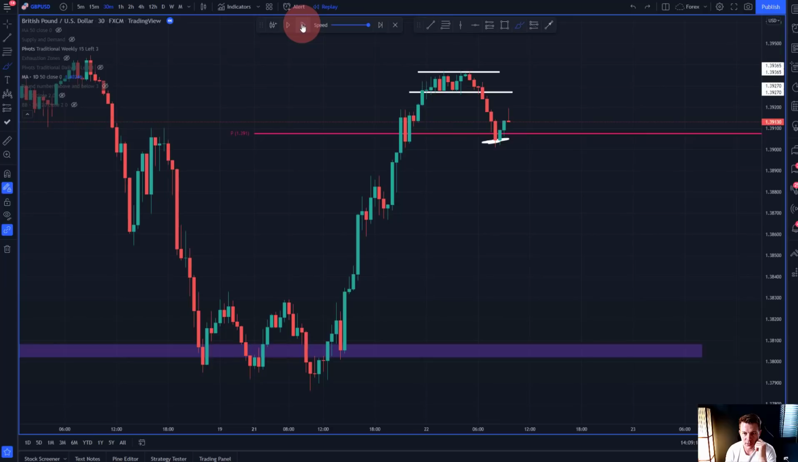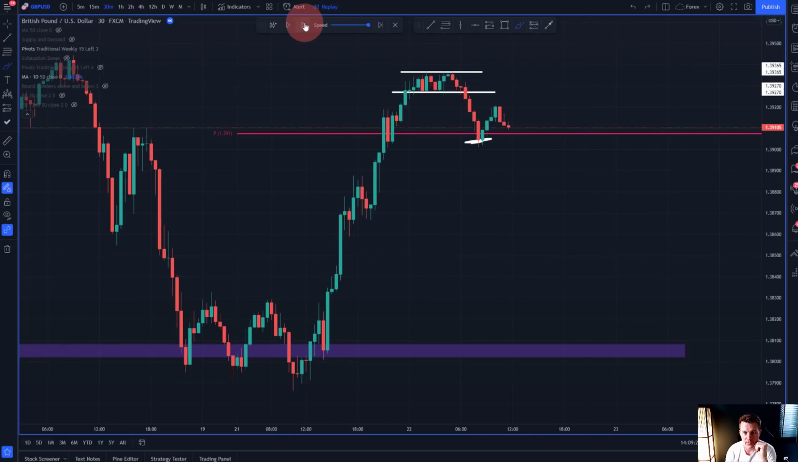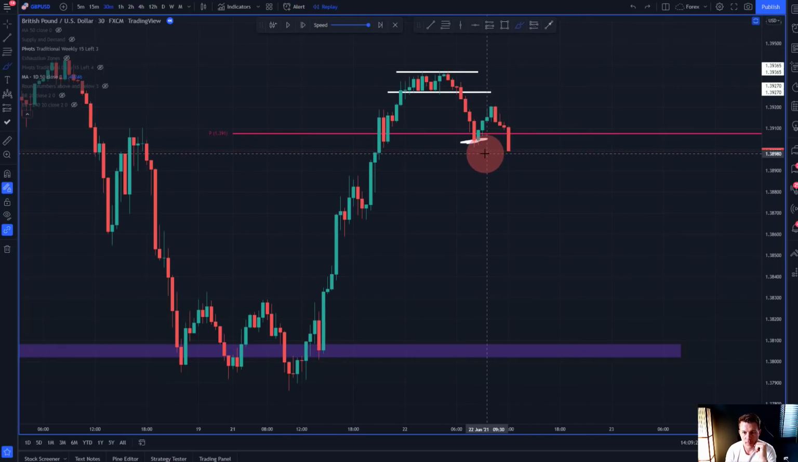Okay, we're seeing a little bit of a push. Do we get the retest of this area? The bearishness is coming back sooner than before. All right, so really nice short signal now.